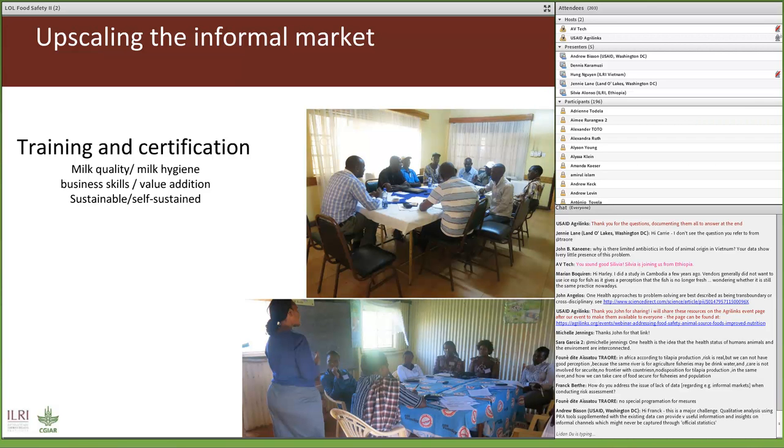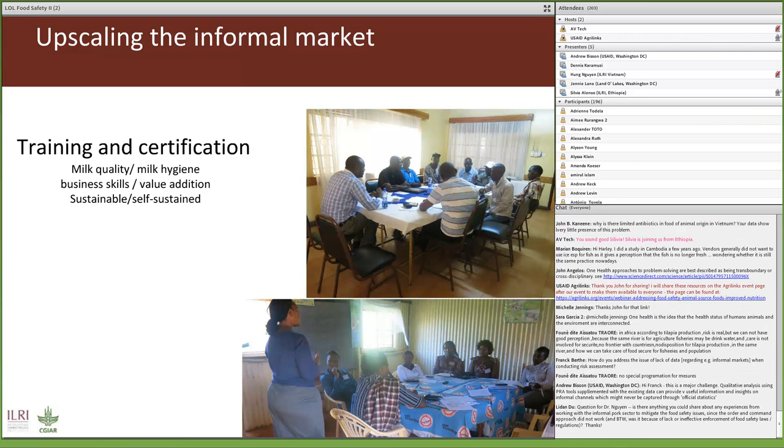The traders, who were not licensed by government or anything, were just working, let's say, illegally. They were provided with training on milk quality, milk hygiene, how to recognize high quality milk. They were given business skills and training on value addition so they could use the milk to produce yogurt and other products. And then they would also get a certification that they could present to the authorities, and that would facilitate licensing.